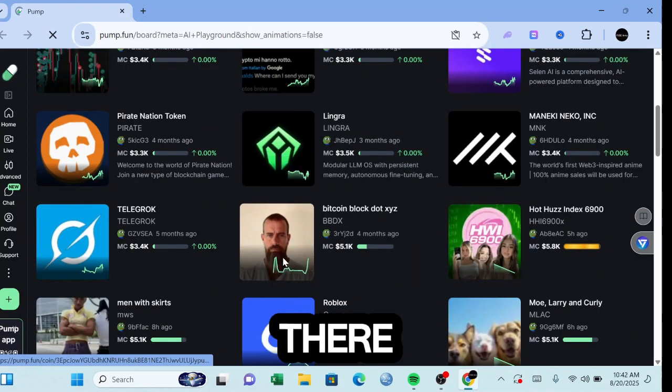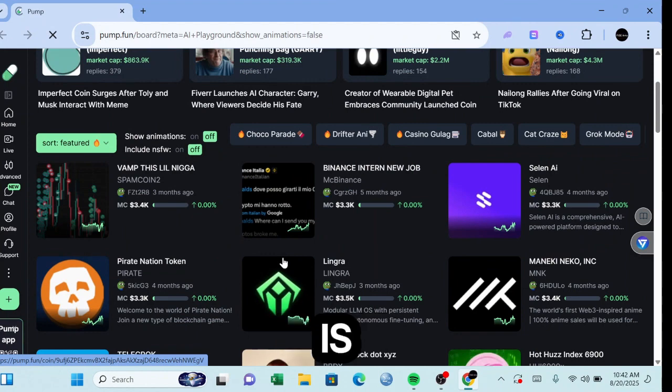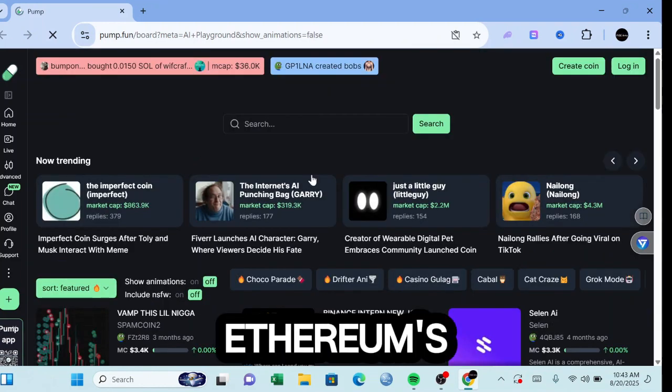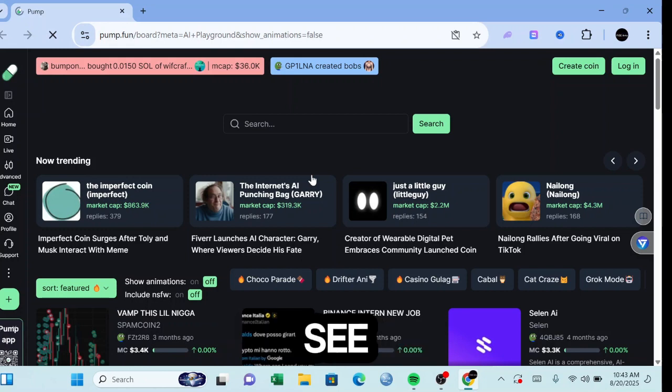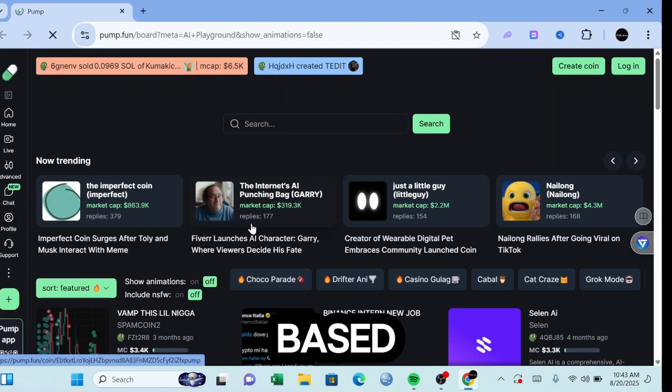There are also other types of coins that are created by making similar coins. For example, if this particular coin, the internet AI patchy, is trendy currently, somebody can come and make another coin with a similar name. This kind of coin is more common. People are creating coins based on what is already trendy, and people will still buy into that coin and still make money off it.